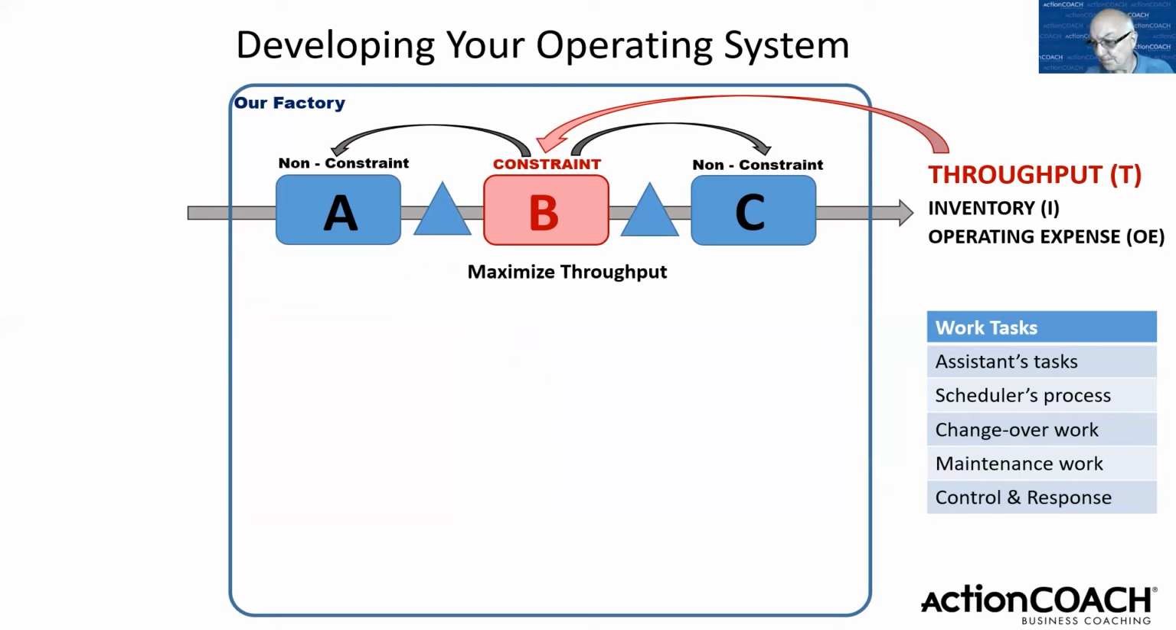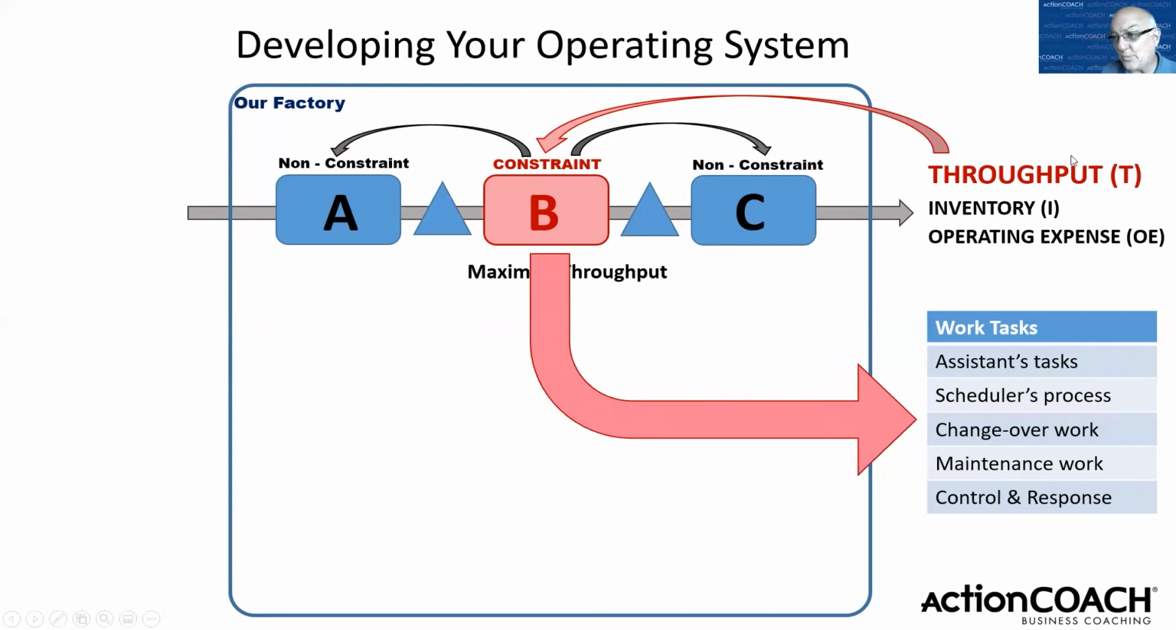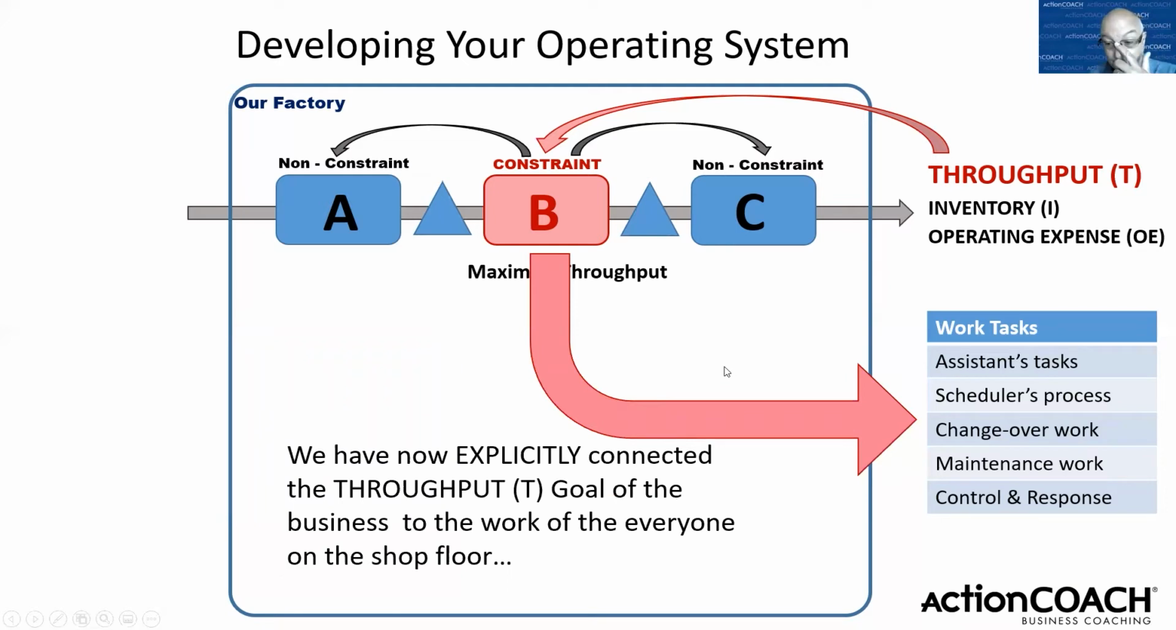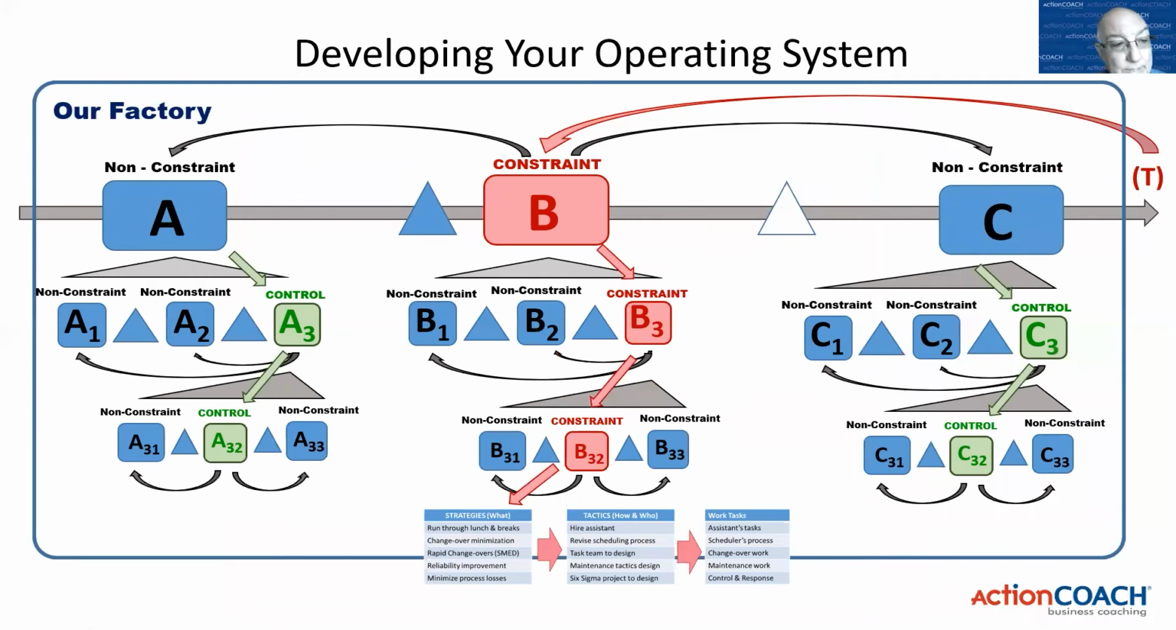All right, so by doing this, we have connected throughput dollars, that is the rate at which we're making money, putting money to the bottom line, to how the constraint is operated, to the work that's being done at the constraint. And that explicit connection is the basis for engagement and improvement in your business. In a more complicated business, we might dig all the way down and work at the sub-process level, the constraint within the constraint within the constraint.